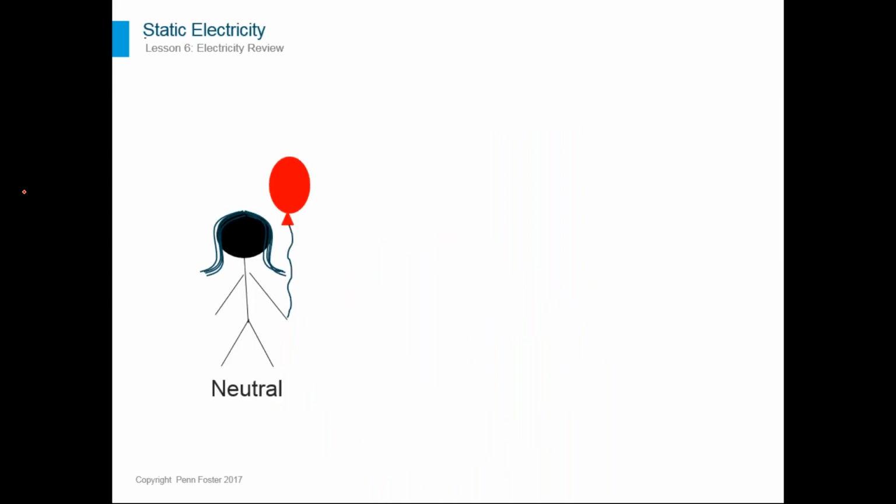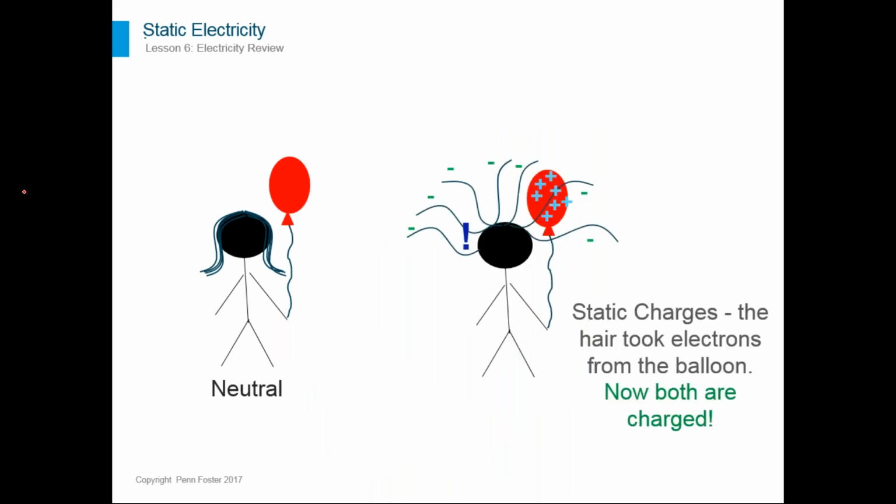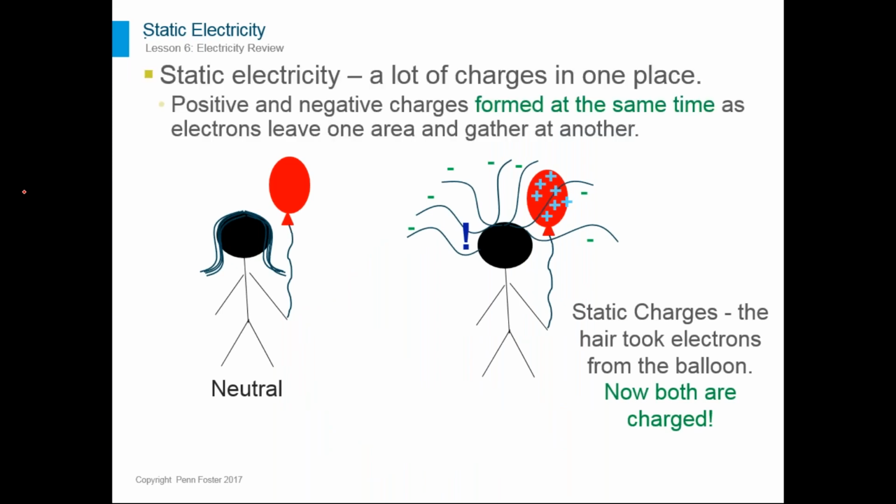Electrons can be moved from one material to another and be stuck in one place, leaving one material with a positive charge and the other with a negative charge. This is called static electricity. The equal and opposite charges from static electricity will be formed at the same time. You can never form a positive charge somewhere without also forming a negative charge somewhere else.